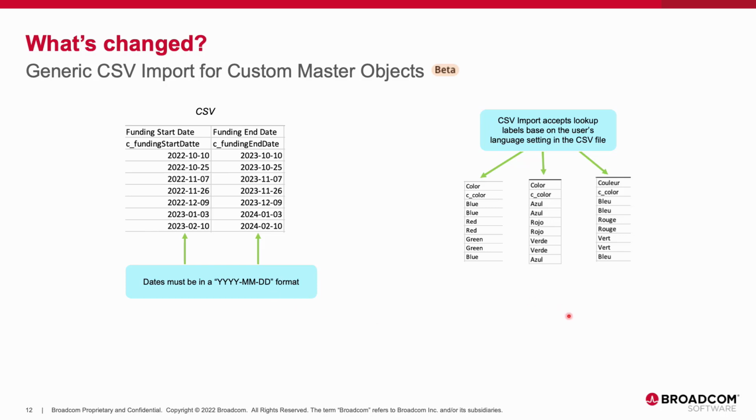Also note that we've added some enhancements around the language support. Based on the language setting for that particular user, it will use that setting to export the label. Here's English, this is Spanish, and this is French. The CSV import understands that as well. Based on the user's language, it will understand it and update the lookup appropriately. So this is actually the same lookup in 3 different languages: English, Spanish, and French.